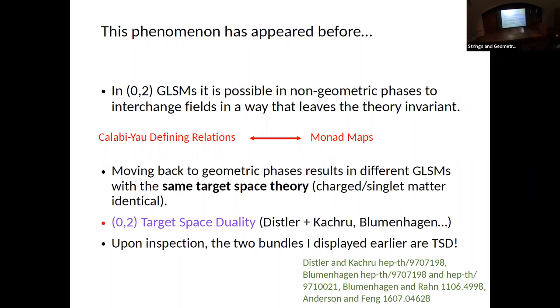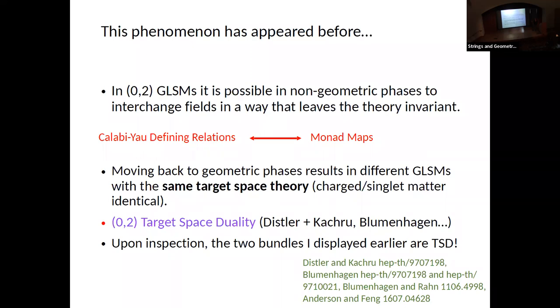Jacques and collaborators made an observation about 0-2 GLSMs, which is that in certain 0-2 GLSMs, you can begin in a geometric phase of the theory, move to some non-geometric phase, and realize that you can interchange fields in a way that leaves the theory invariant. If you then exit that non-geometric phase and move back to a geometric phase with your new field labels, you end up with a different GLSM that looks like a completely different 0-2 GLSM, but the states in the target space theory appear to be totally the same. So this is what was known as target space duality.